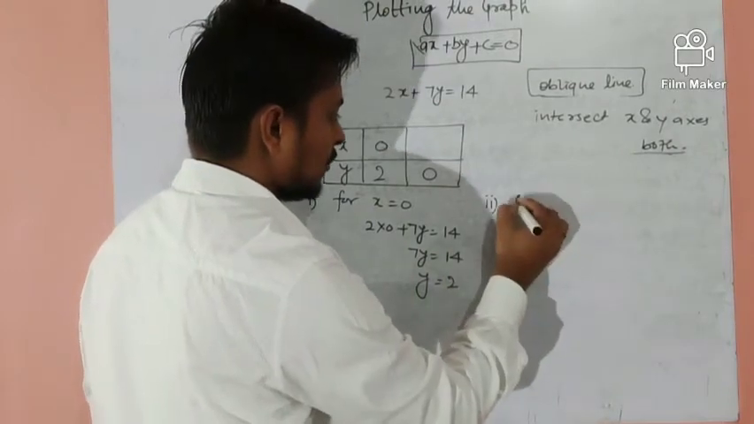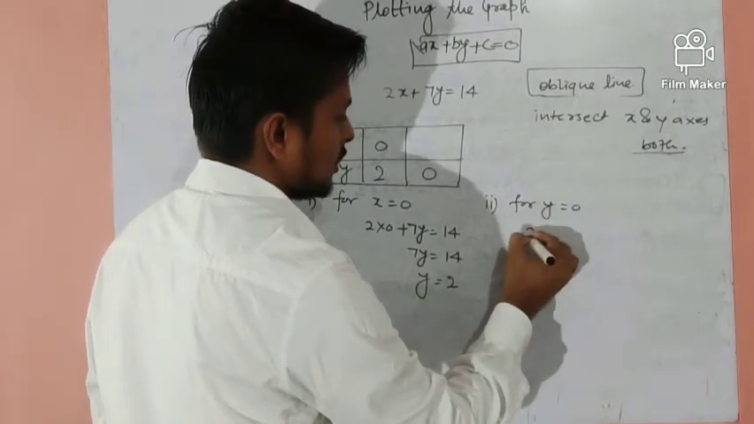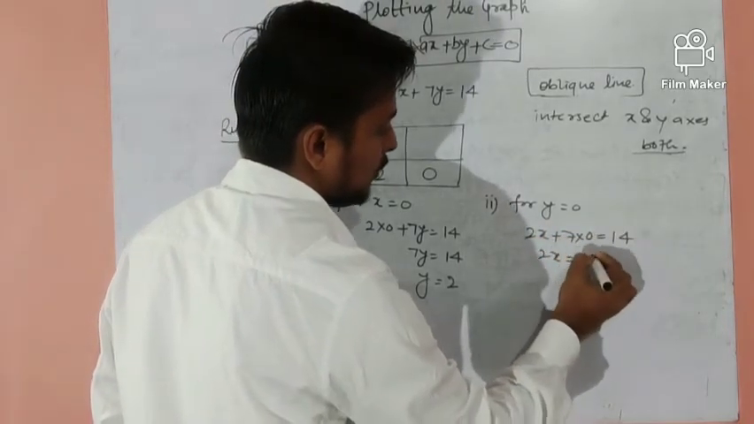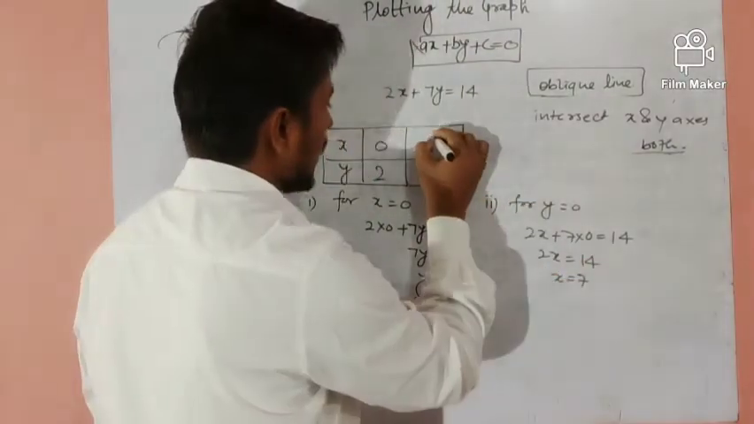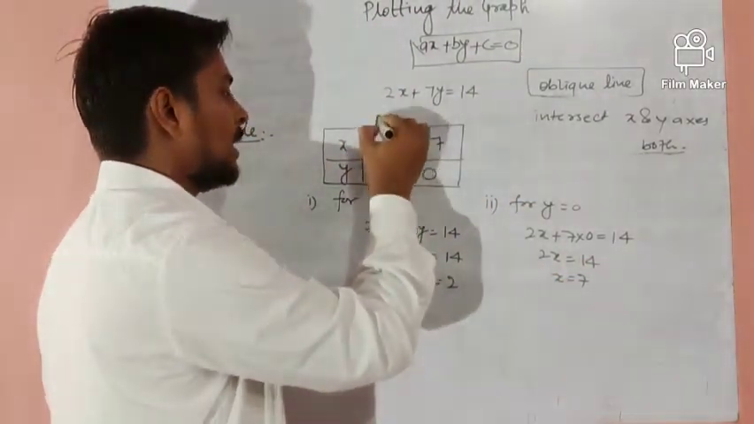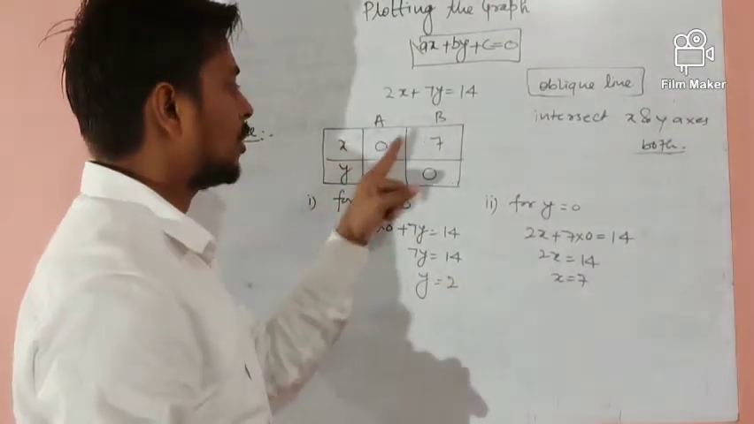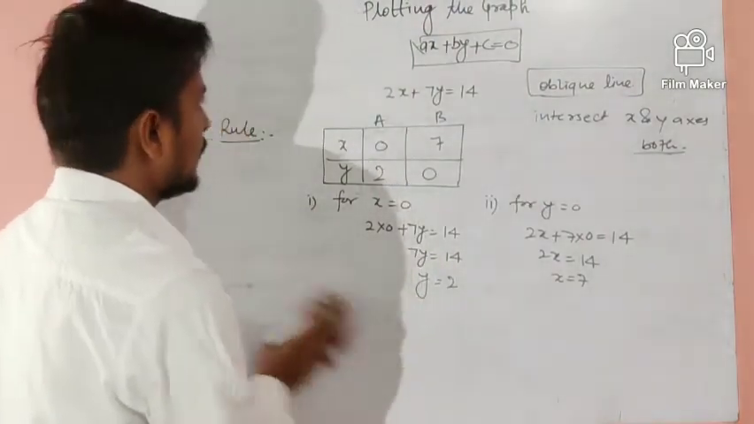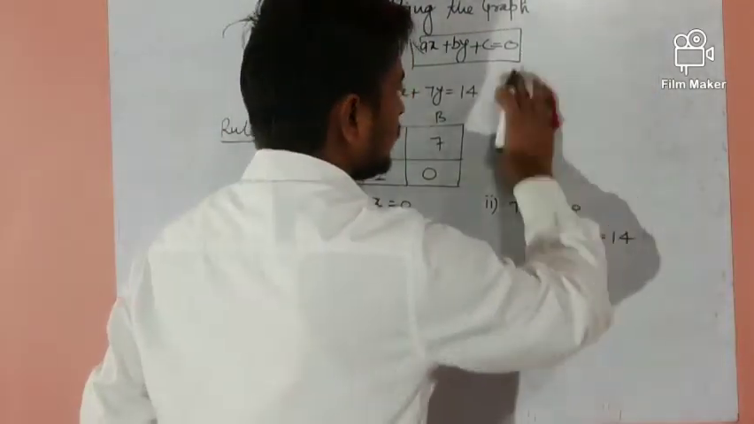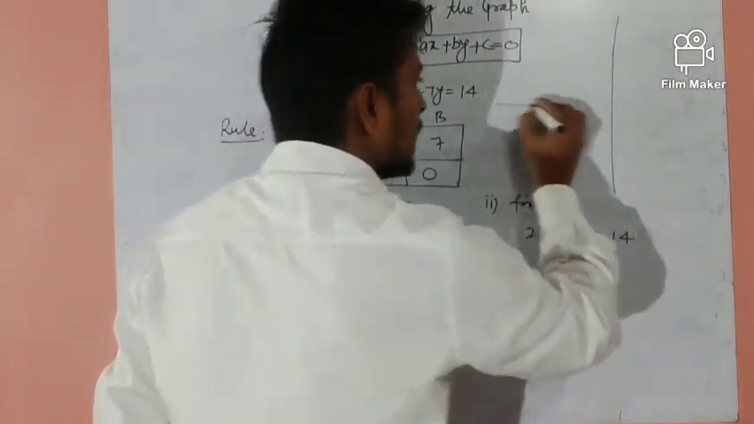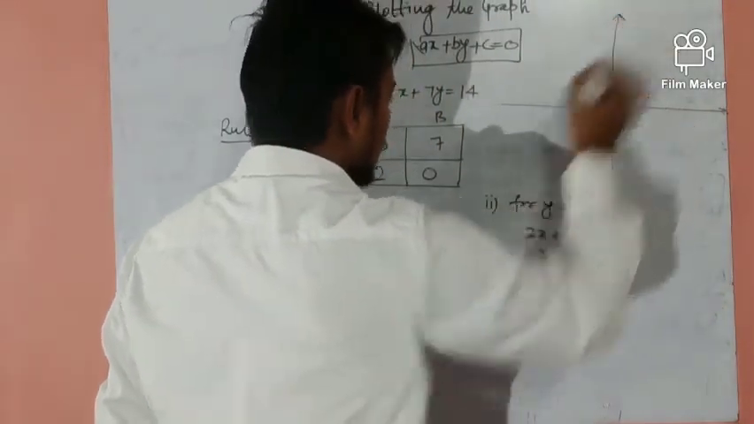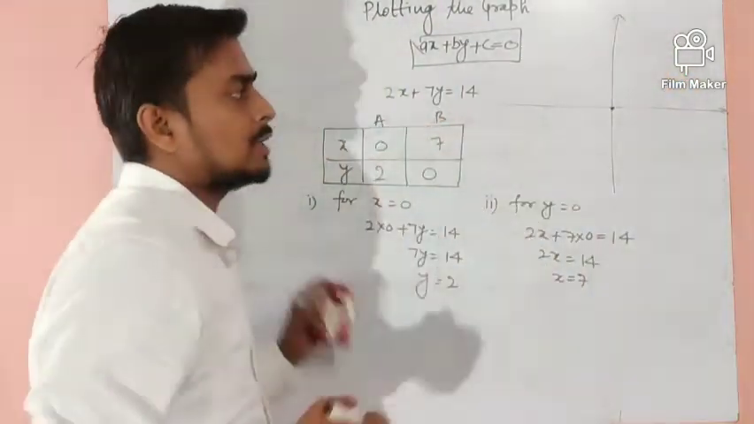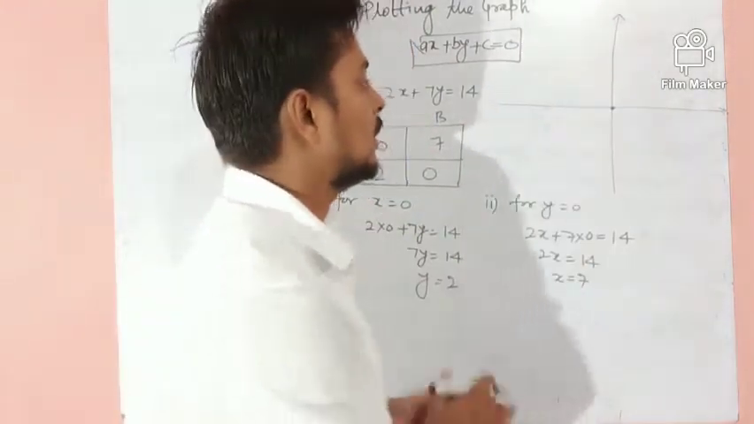Second, for y is equal to 0, this is 2x plus 7 into 0 is equal to 14. 2x is equal to 14, x is equal to 7. So we have 2 points A and B whose coordinates are 0, 2 and 7, 0. To plot this, we will do a very simple thing. All numbers are positive, so both points will lie in the first quadrant.